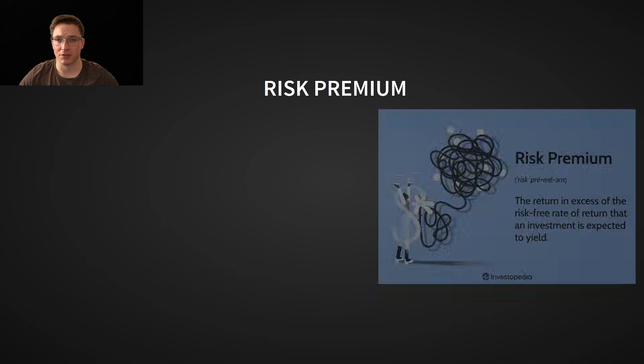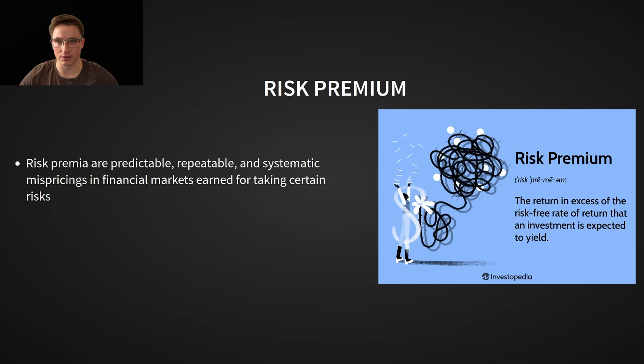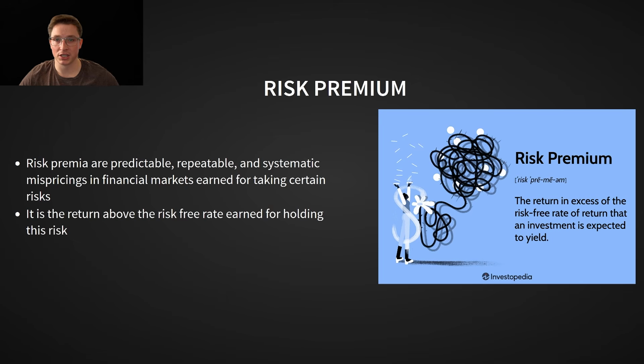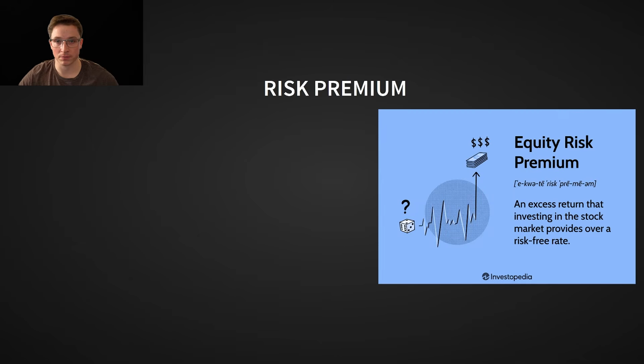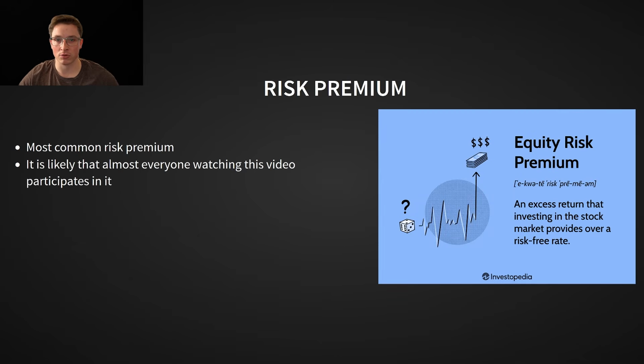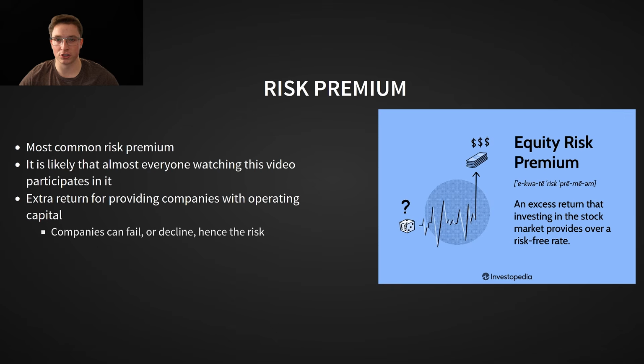Now let's talk about the difference between risk premiums and inefficiencies. Risk premia are predictable, repeatable, and systematic mispricings in financial markets. They represent the compensation you receive for taking on certain types of risk that others want to avoid. One classic example is the equity risk premium. If you invest in the stock market, you're already participating in it. The extra return you earn over risk-free assets, like US Treasury bonds, is compensation for the uncertainty of equities. Stocks can crash, businesses can fail, and in exchange for taking on that risk, investors expect a higher return.